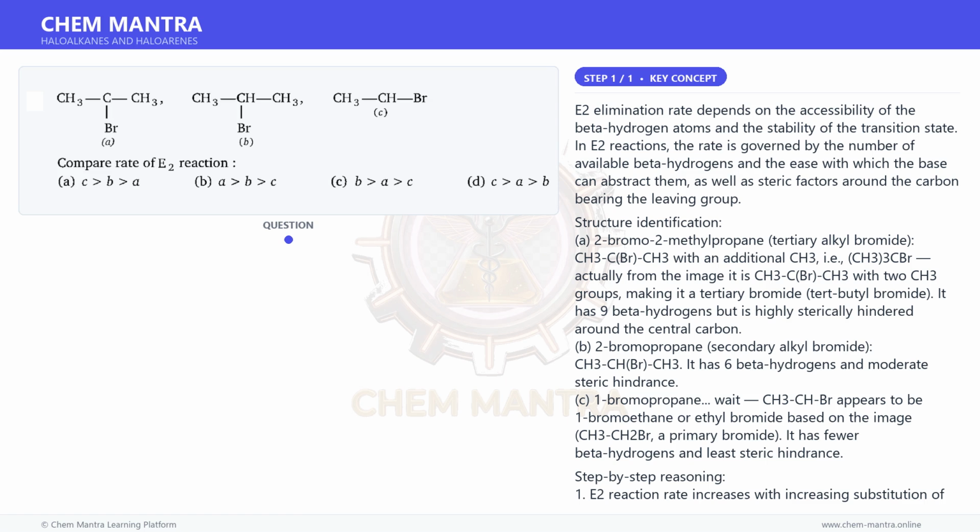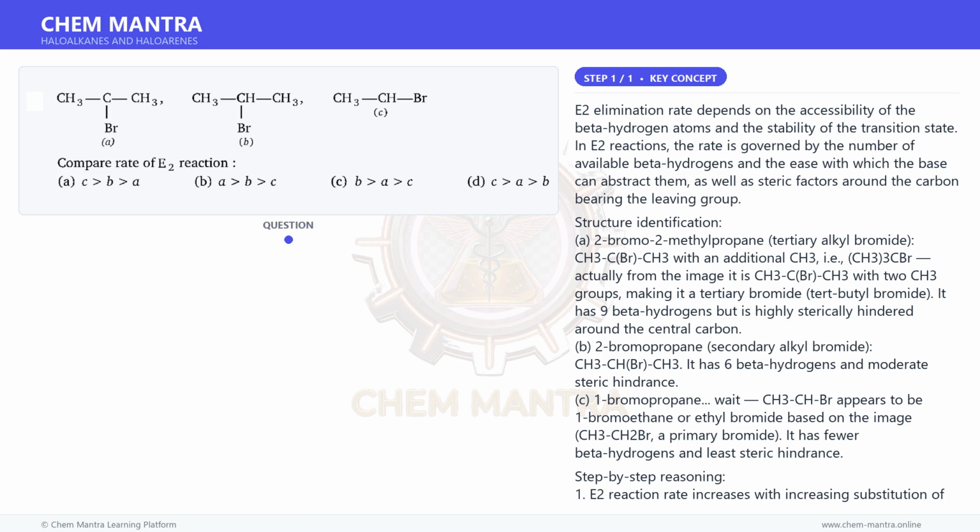Step-by-step reasoning. 1. E2 reaction rate increases with increasing substitution of the substrate because more beta hydrogens are available and the transition state is stabilized by hyperconjugation and alkene stability. 2. Tertiary > secondary > primary in E2 reactivity under normal, non-bulky base conditions because of the greater number of beta H atoms and the more stable alkene product formed. 3. Therefore, A is tertiary, B is secondary, C is primary, giving the order ABC.